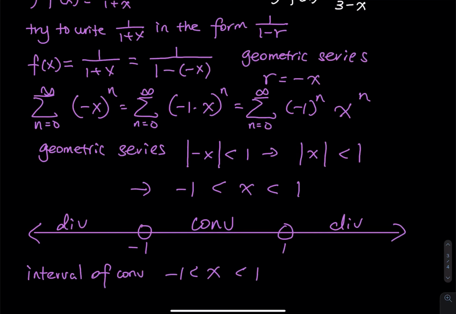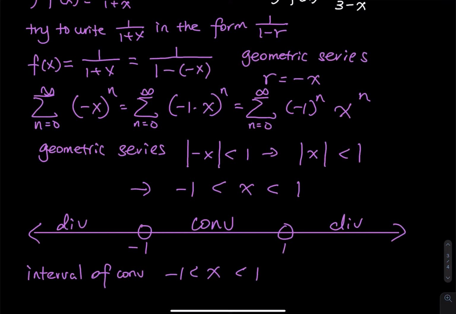All right. Okay, moving on to the next ones. If you want to test the endpoints, then you have to let x equal negative 1 and x equal 1 to decide whether you should include the endpoints. We are not going to do that here. So let's move on to the next one.